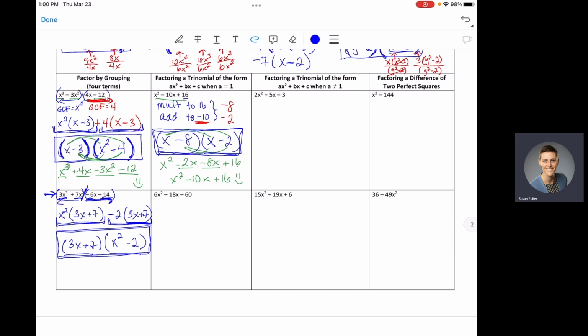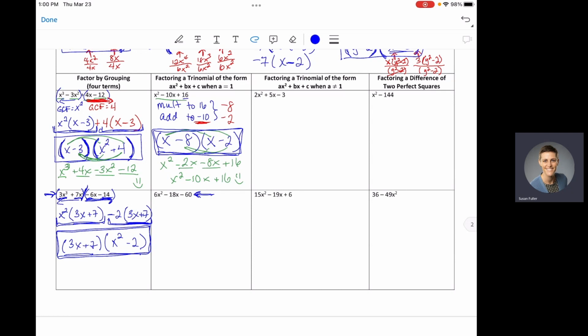All right, go ahead and pause this video, work through this example here, and then when you're ready, we'll come back together and hit play. Okay, so let's start working through this together.